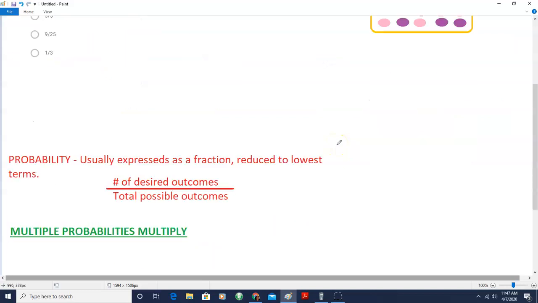And what is probability? Well, probability is usually expressed as a fraction reduced to lowest terms. And that fraction is the number of desired outcomes or winners over the total possible outcomes. In other words, if I were flipping a coin and I wanted it to land on heads, heads is what I desired. There's only one of those. The total possible outcomes are 2. That would be 1 out of 2.